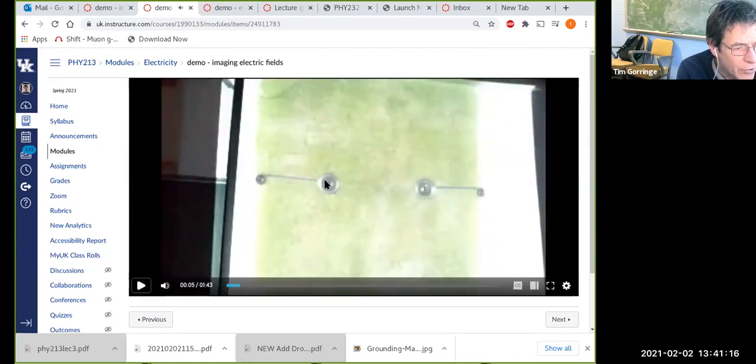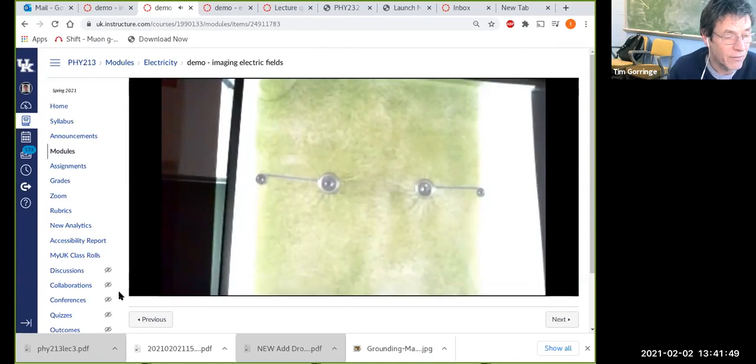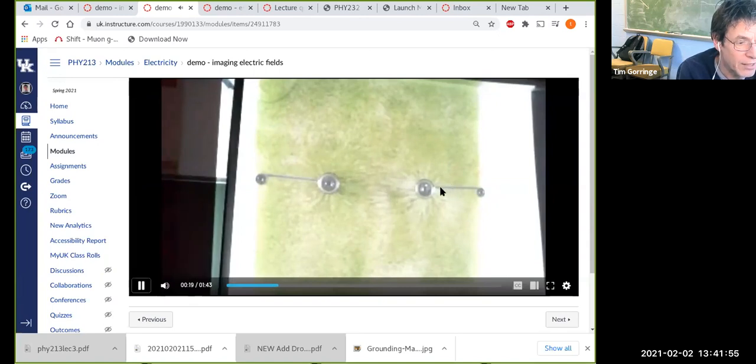Here they are. So this is going to become positively charged, and this is going to become negatively charged, just like the overhead, with the positive charge on the left and the negative charge on the right. And I'm going to charge these up with a Van de Graaff generator that we've seen in class. And so I'm just going to play this video as I charge up the Van de Graaff generator, and I charge up this positive charge on the left and this negative charge on the right.